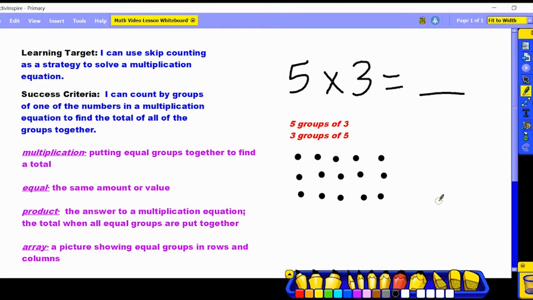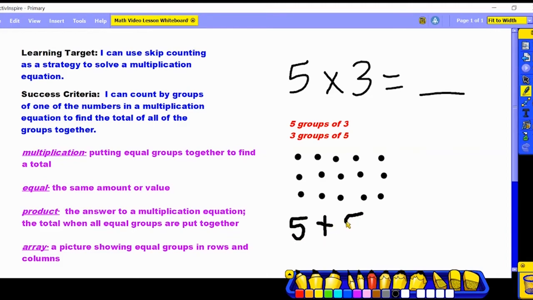I'm also remembering last time the strategy we learned, which was repeated addition. And I want to think about how I could write a repeated addition sentence that would help us solve this. I could do 5 plus 5 plus 5. I'm going to rewrite that so it's a little neater. But hopefully you're seeing that maybe the number that would be easiest for us to count by would be 5.